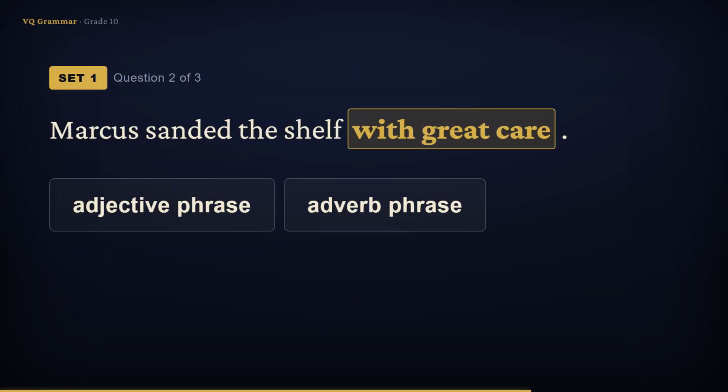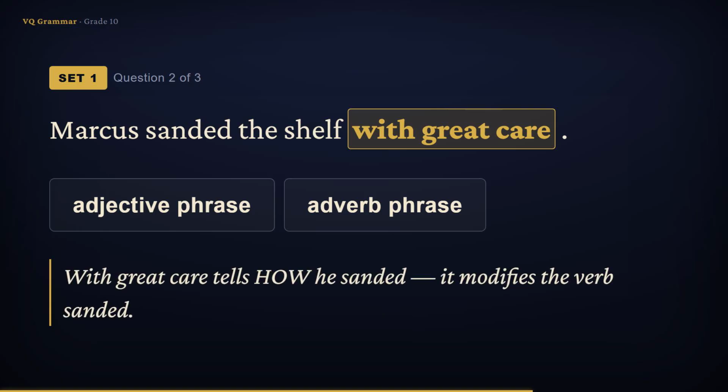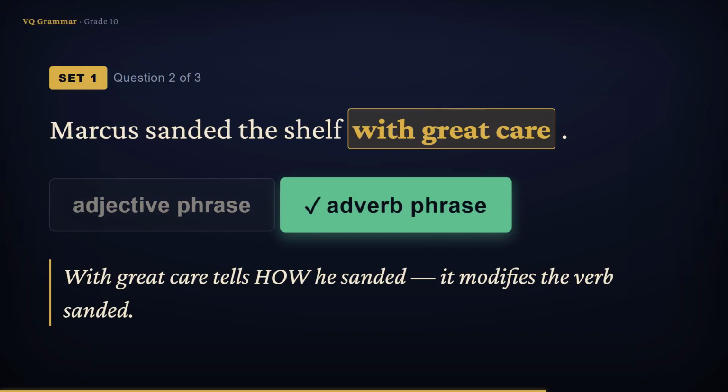Marcus sanded the shelf with great care. What does with great care actually tell us? It does not tell us which shelf. It tells us how he sanded. So the phrase modifies the verb sanded, and that makes it an adverb phrase.